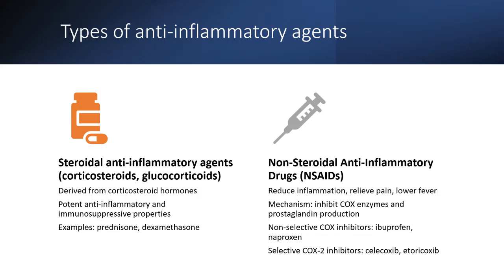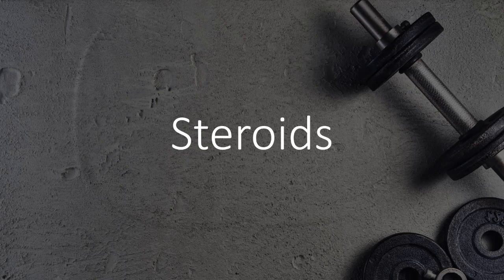Understanding the different types of anti-inflammatory agents and their mechanisms of action is crucial for effectively managing ocular inflammation. Each class of drugs has its unique benefits and potential side effects, which we need to consider when choosing the appropriate treatment for our patients. Next, we will define what steroids are and explore their various biological roles.